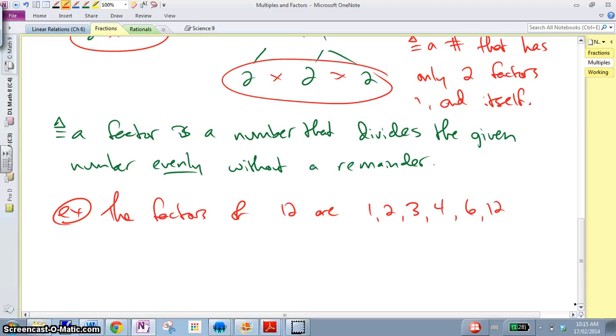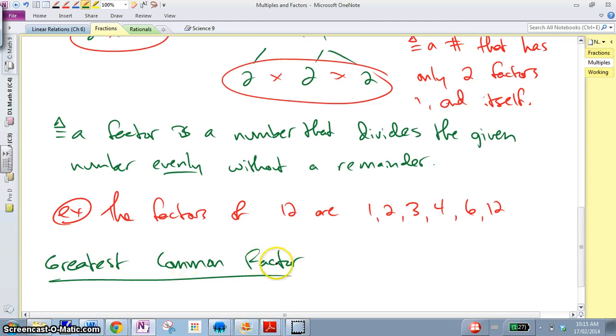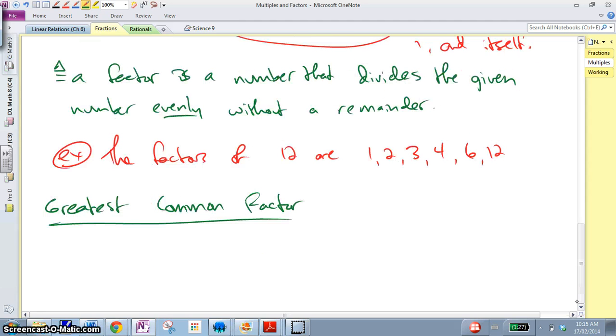One more thing we're going to do here with factors, and you've heard this before, is we're going to talk about the greatest common factor. The greatest common factor for a couple numbers. And now again, we're going to use our trees. So when we talk about the greatest common factor, we could talk about 6 and 8, right? So the factors of 6 are 2 times 3. The factors of 8, again, are 2 times 2 times 2. So the greatest common factor, in this case, is just 2. It's the biggest factor they have in common.